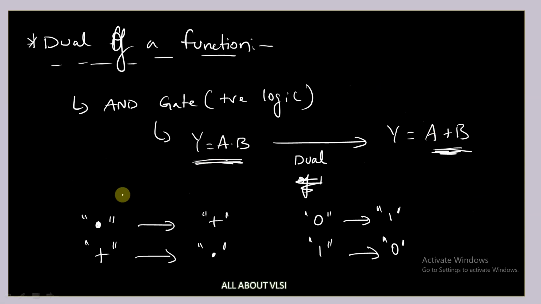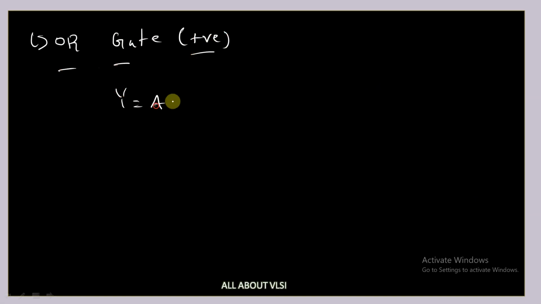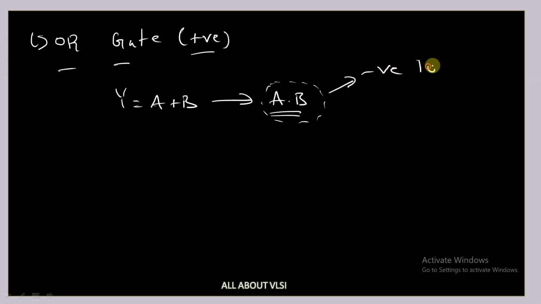And let's say if you take an OR gate in the positive logic, then what is your expression? y is equal to a plus b, and if you perform the dual of this function, you are going to get a dot b. So this is also your OR gate expression, but in the negative logic. This is your OR gate expression in the negative logic.